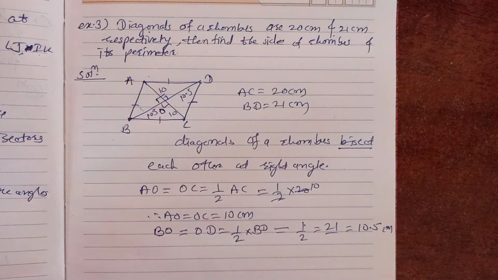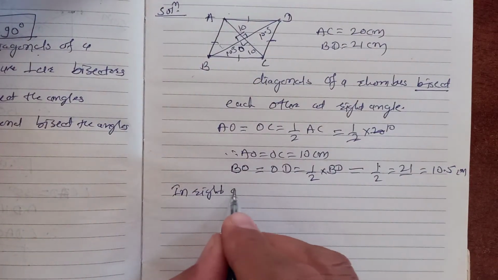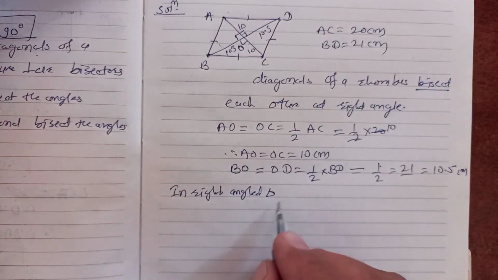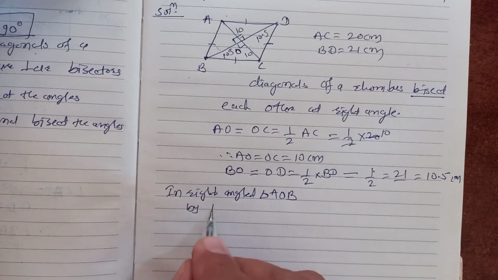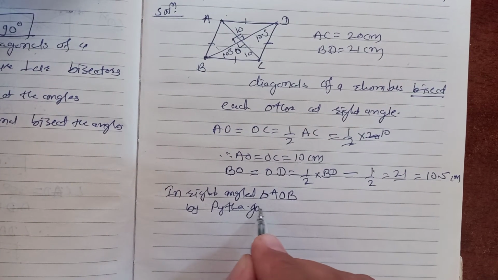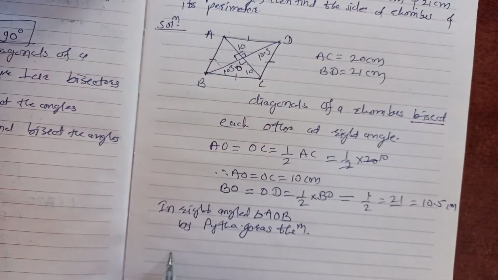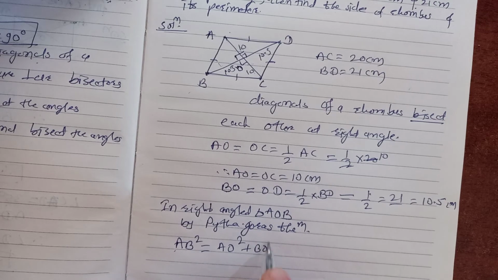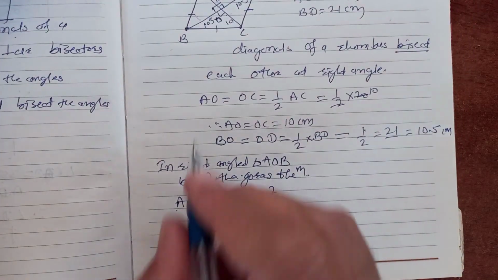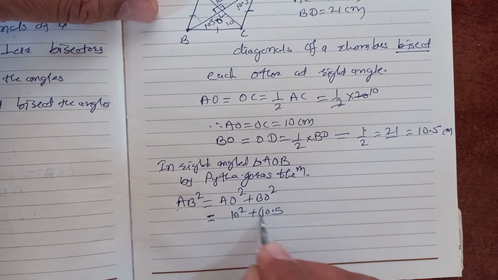Okay, so now we have to find any one side. So consider this right angle triangle, triangle AOB. By Pythagoras theorem, since it is a right angle triangle, we can apply Pythagoras theorem. So AB square is equal to AO square plus BO square. AB we don't know, we have to find the side. AO is 10, square.